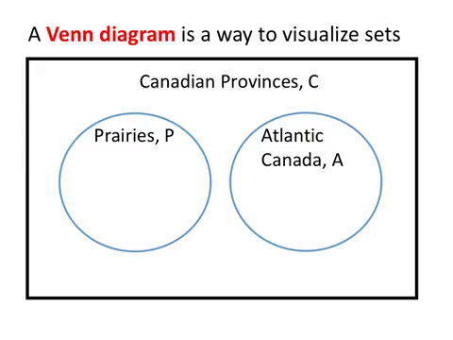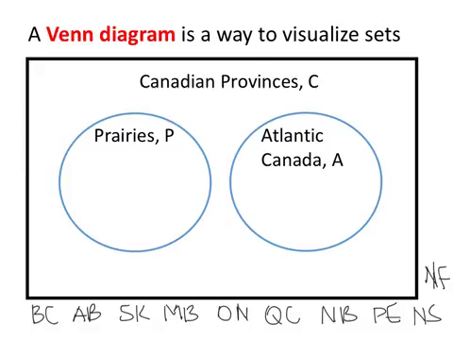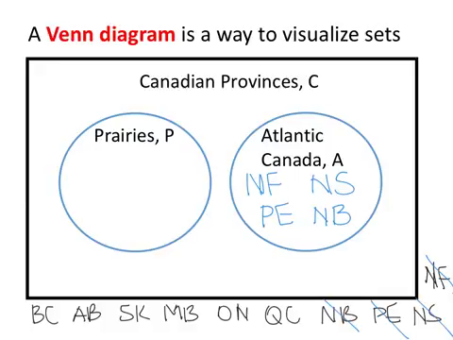Let's consider those 10 provinces for a moment. Of the 10 provinces, some of the Canadian provinces are part of Atlantic Canada: Newfoundland, Nova Scotia, PEI, and New Brunswick. They can be placed within the subset. Some other Canadian provinces can be described as prairie provinces. Alberta, Saskatchewan, and Manitoba are all prairie provinces. Then we have some other provinces, British Columbia, Ontario, and Quebec, that don't fit either case. They're a part of the universal set, but not the subsets.